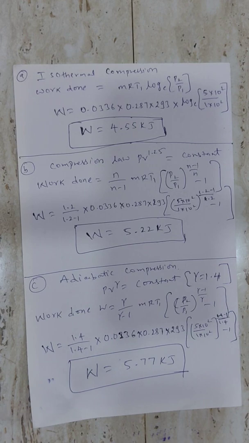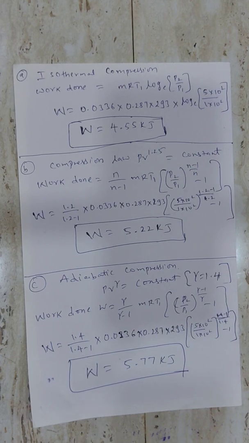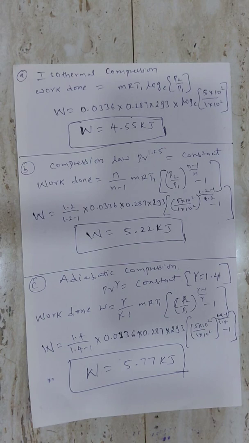And the compression has been given as PV to the power 1.25 is equal to constant. The work done will be n by n minus 1 mRT1 into (P2 by P1) to the power of (n minus 1) by n, minus 1. After substituting, we'll get W is equal to 5.22 kilojoule. And at last, he has given the adiabatic compression. We know for adiabatic PV to the power gamma is equal to constant, where the gamma value is 1.4, and the work done W is equal to gamma by gamma minus 1 mRT1 into (P2 by P1) to the power of (gamma minus 1) by gamma, minus 1. After substituting, we'll get 5.77 kilojoule.